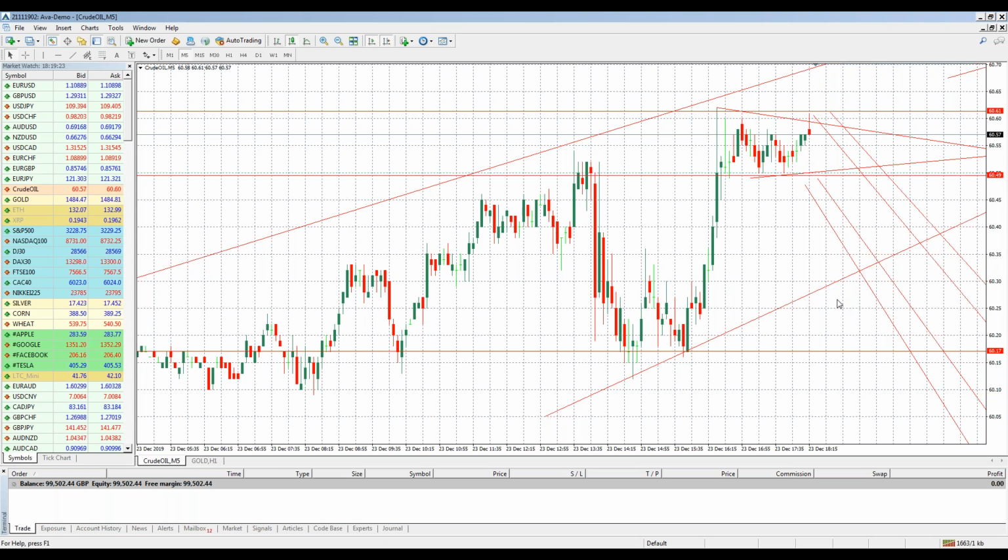Exactly, Paul, a sell stop. So you could put a sell stop right about here, right where I drew this line, to sell if it breaks the support, maybe at about 60.48.